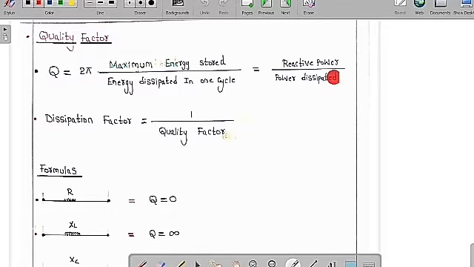Or simply we can say it is equal to the ratio of the reactive power by the active power, or power dissipated. So therefore Q is equal to the ratio of the reactive power by the power dissipated or active power. Always, dissipation factor is the reciprocal of the quality factor. So therefore dissipation factor is equal to 1 by the quality factor.